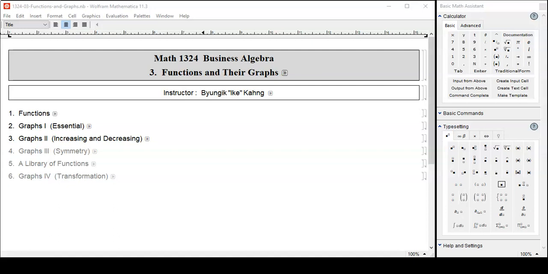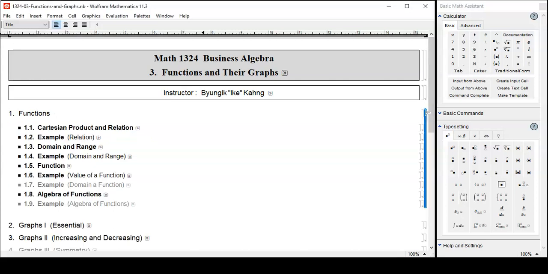Hello Math 1324 students, let's begin Lesson 3, Functions and their Graphs. Section 1, Functions. What is a function? I'm afraid I cannot answer that question yet. We will answer, but way down here in subsection 1.5. Until then, we need a lot of preparations to do.